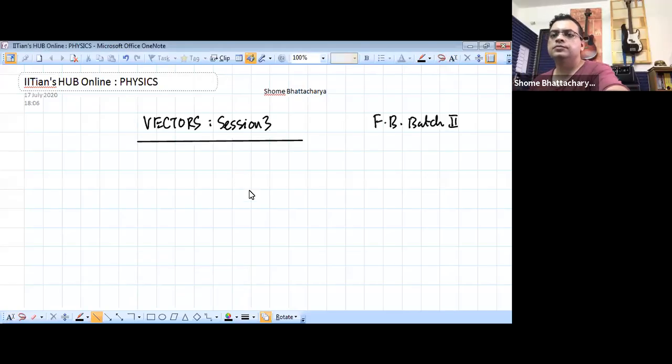So I'm going to start with just a quick recap of some of the formulae we saw last time, and then I'm going to come to the worksheet questions. So we saw the formula for the triangle law of vector addition.